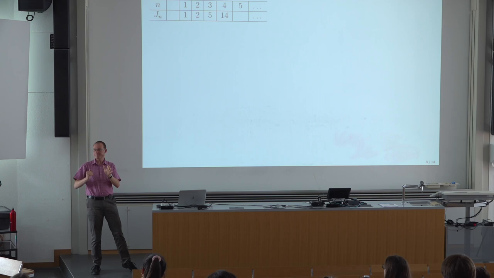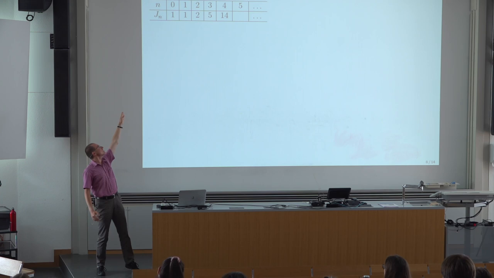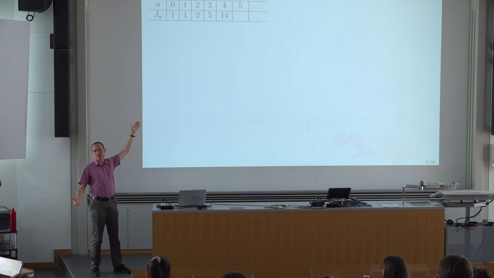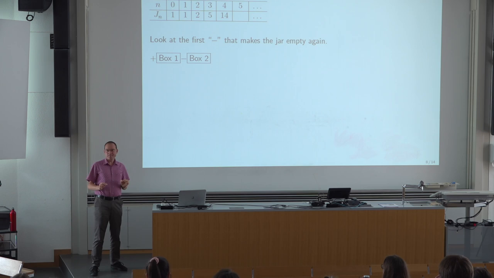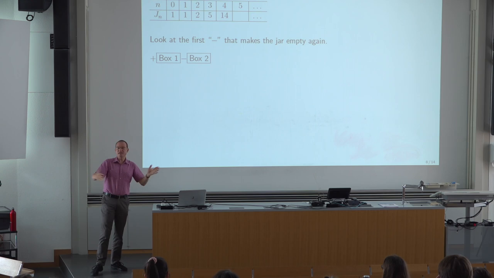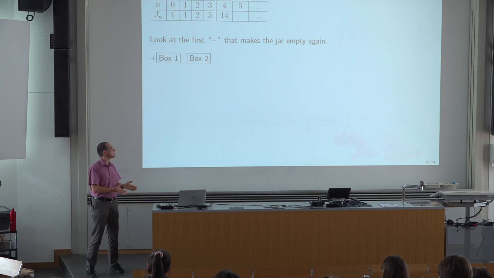Well, again, let's agree that when n is equal to 0, the answer is 1. Now I use jn, j coming from jar. This is the problem with the jar. Look at the first minus that makes the jar empty again. The first instant when the jar is empty. There has to be such a minus, because at the end the jar is empty again. What is the first time when the jar is empty?